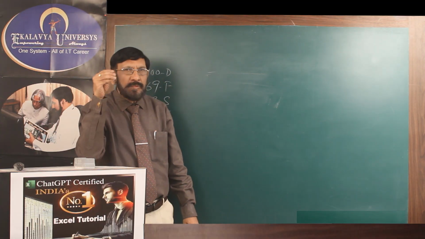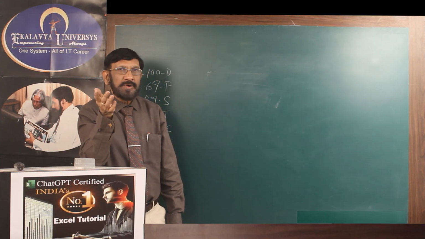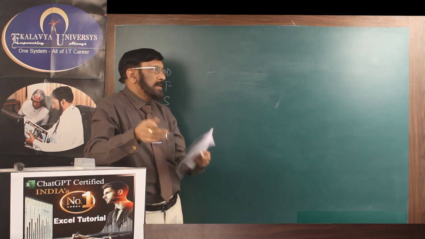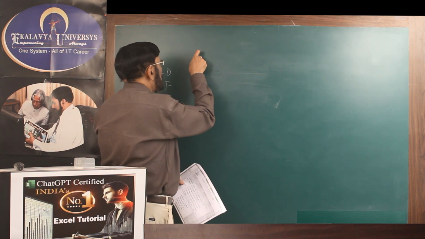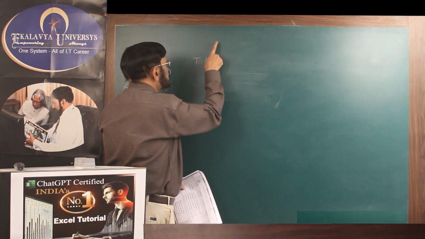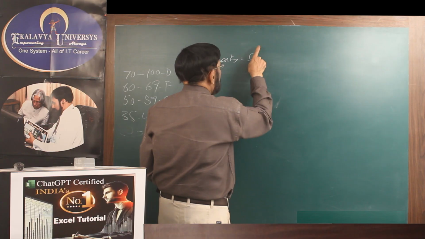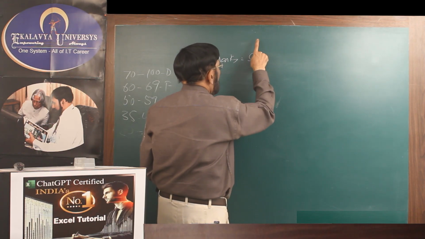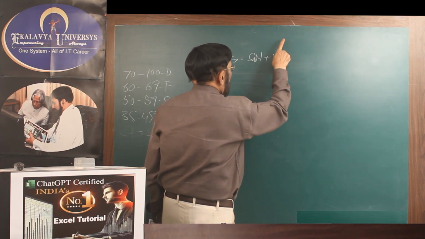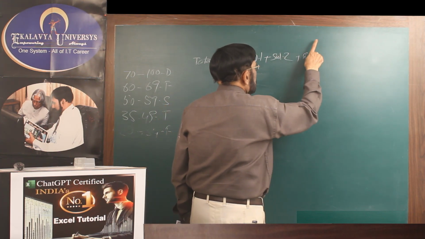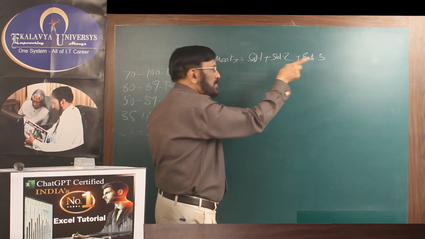Input data means what we enter. Thereafter, output data: how do you get that? By using formulas to calculate. So in the fifth column, what is there? Total marks. What is the mathematical formula? Subject 1 marks plus subject 2 plus subject 3. Mathematically, you do it like this.